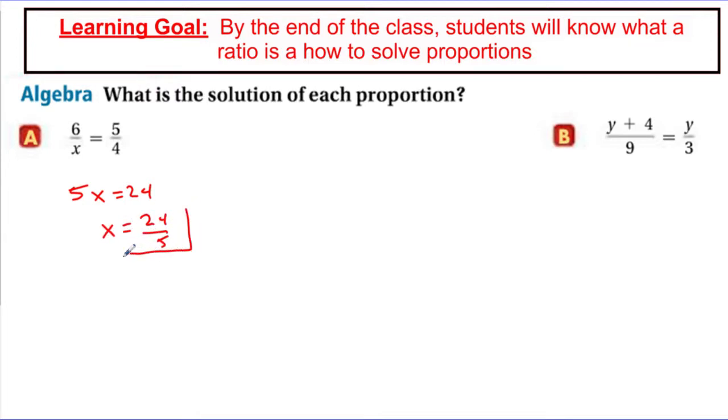So in this case, the ratio is not really all that nice. 6 over 24/5 is equal to 5/4, and that's my proportion there. Not all that nice, but it is the valid proportion.